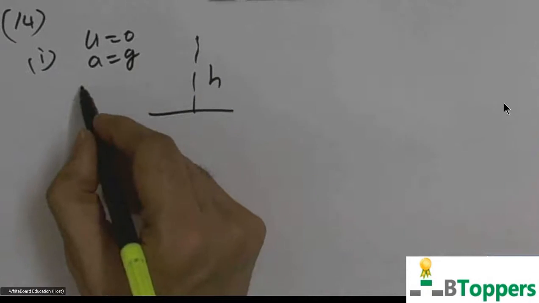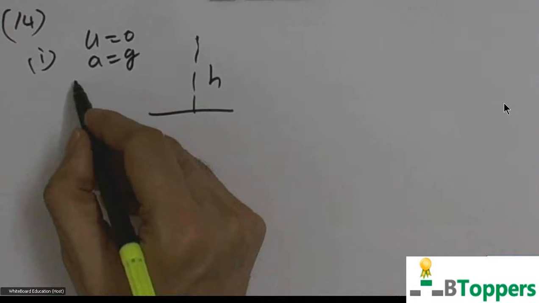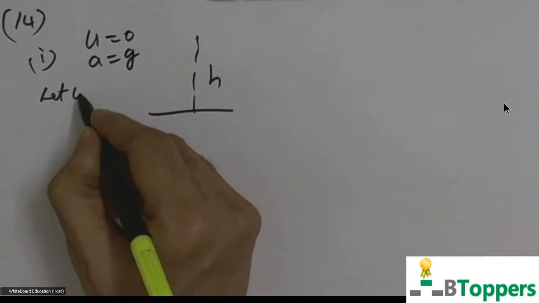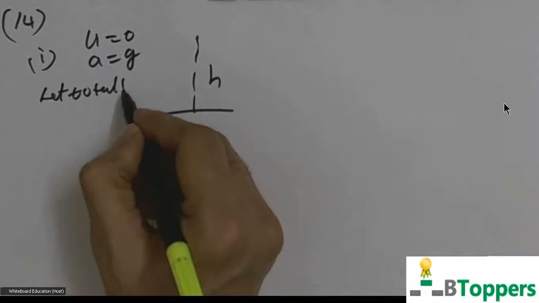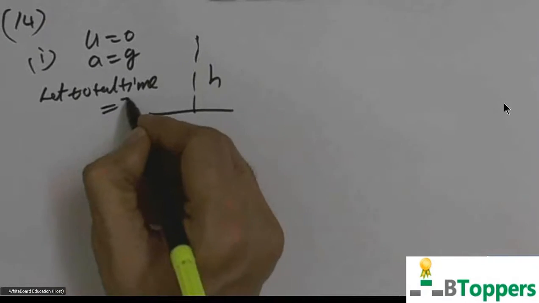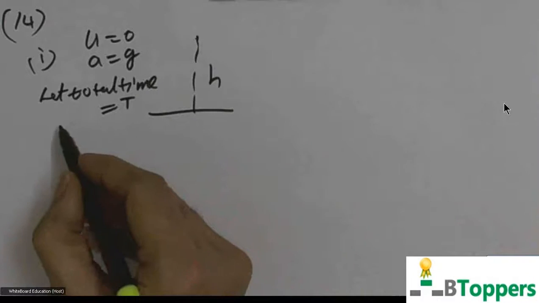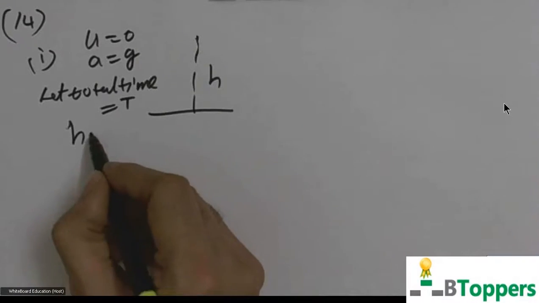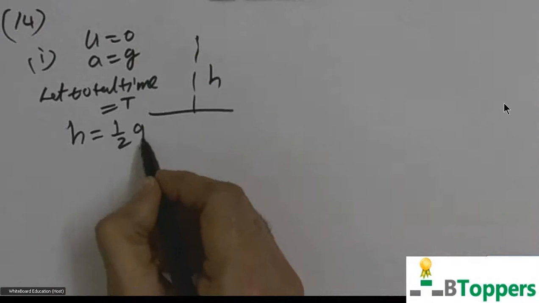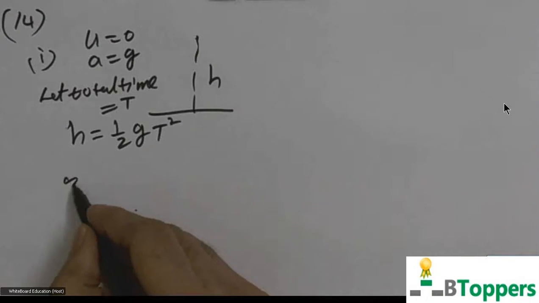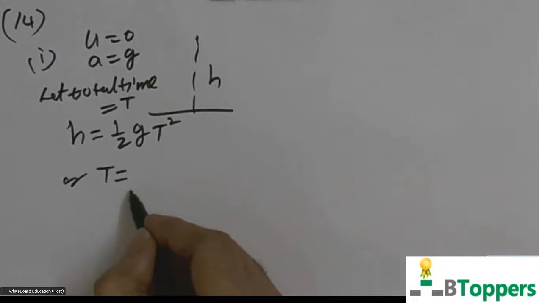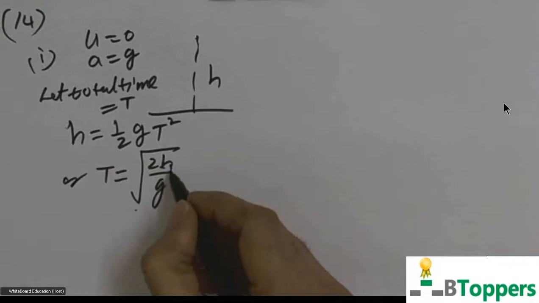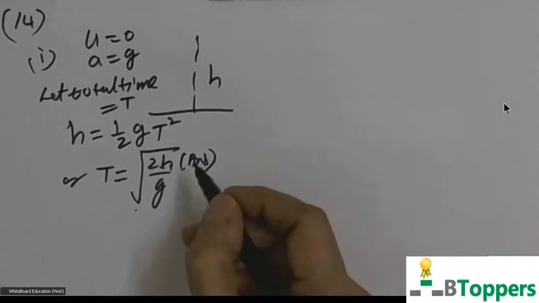So if you use the formula s equal to ut plus half at square for the entire motion, let us suppose the total time of free fall be denoted by capital T seconds. Then using the formula s equal to ut plus half at square, you will get h equal to half g into capital T square. So time taken to reach the ground, from this, you get root of 2h by g. This is the answer for the first question.